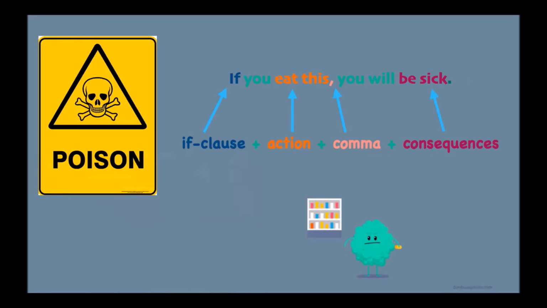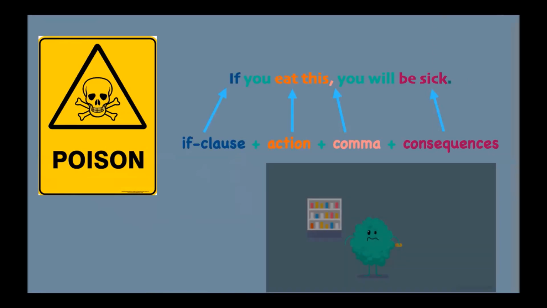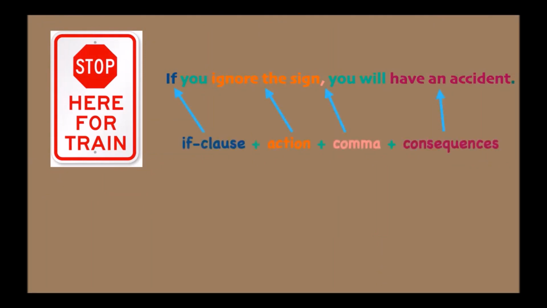Stop, here comes a train. If you ignore the sign, you will have an accident. You should know the structure of the sentence by now. We have the if clause plus the action plus the comma plus the consequence of the action. If you ignore the sign, you will have an accident.